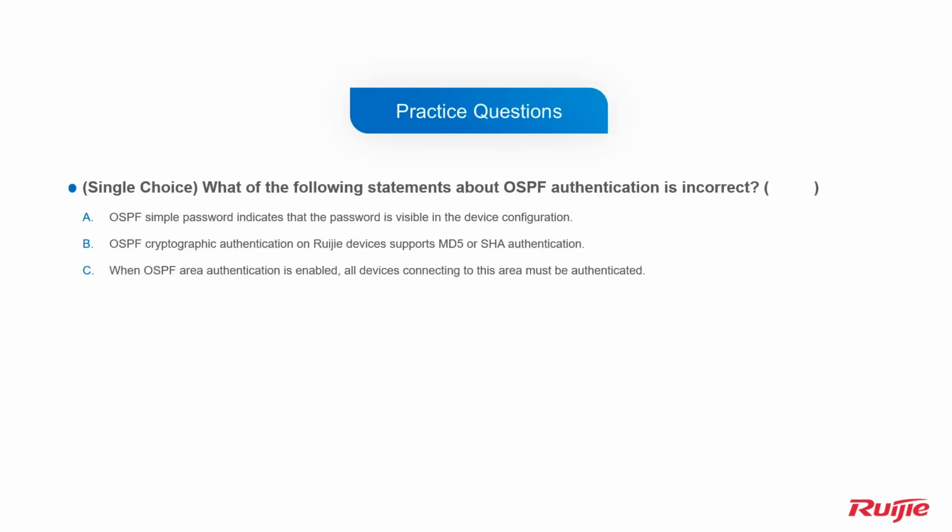And next question is, which of the following statements about OSPF authentication is incorrect? Option A, OSPF simple password indicates that the password is visible in the device configuration. And option B, OSPF cryptographic authentication on Ruijie devices supports MD5 or SHA authentication. And option C, when OSPF area authentication is enabled, all devices connecting to this area must be authenticated. So for this question, the answer is C, right? The answer is C. Okay, so next.